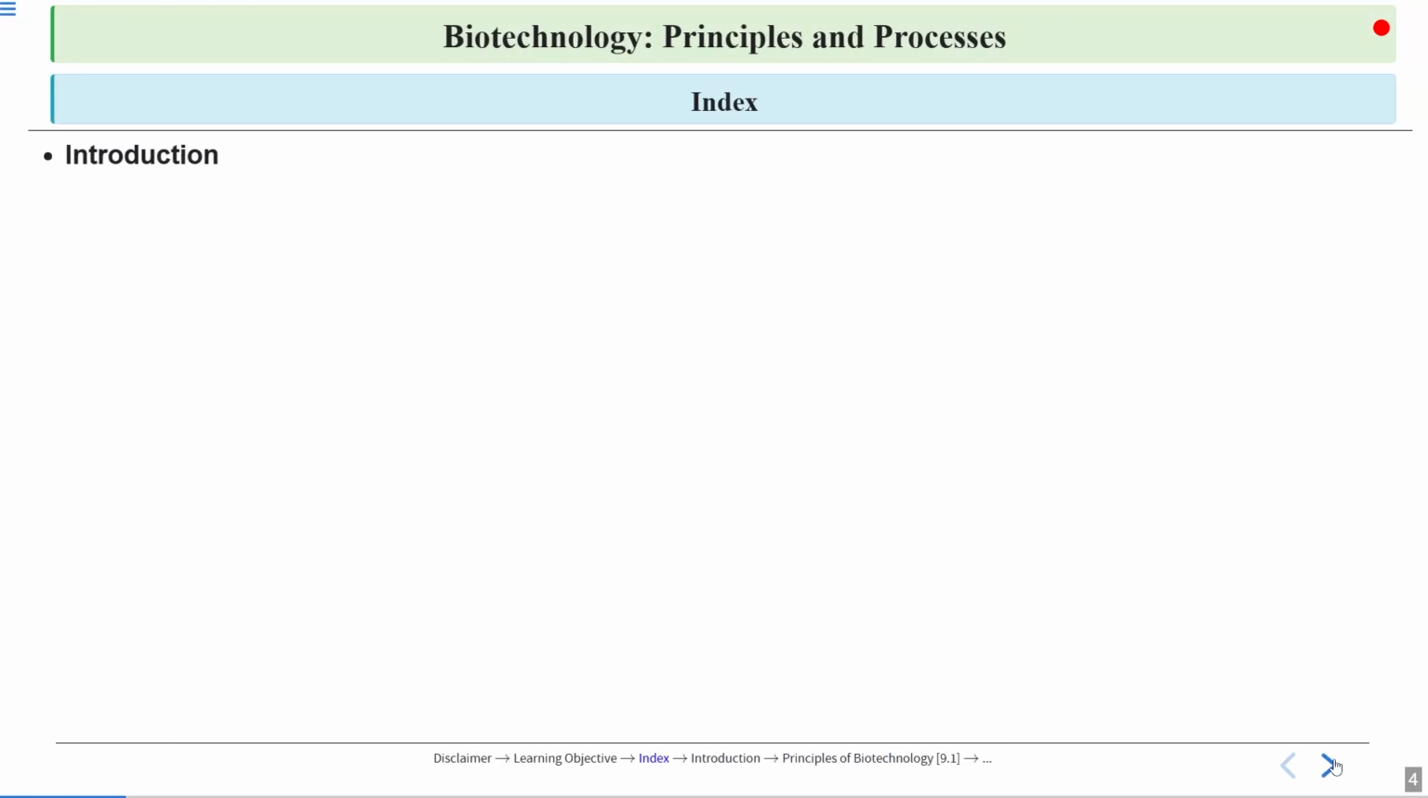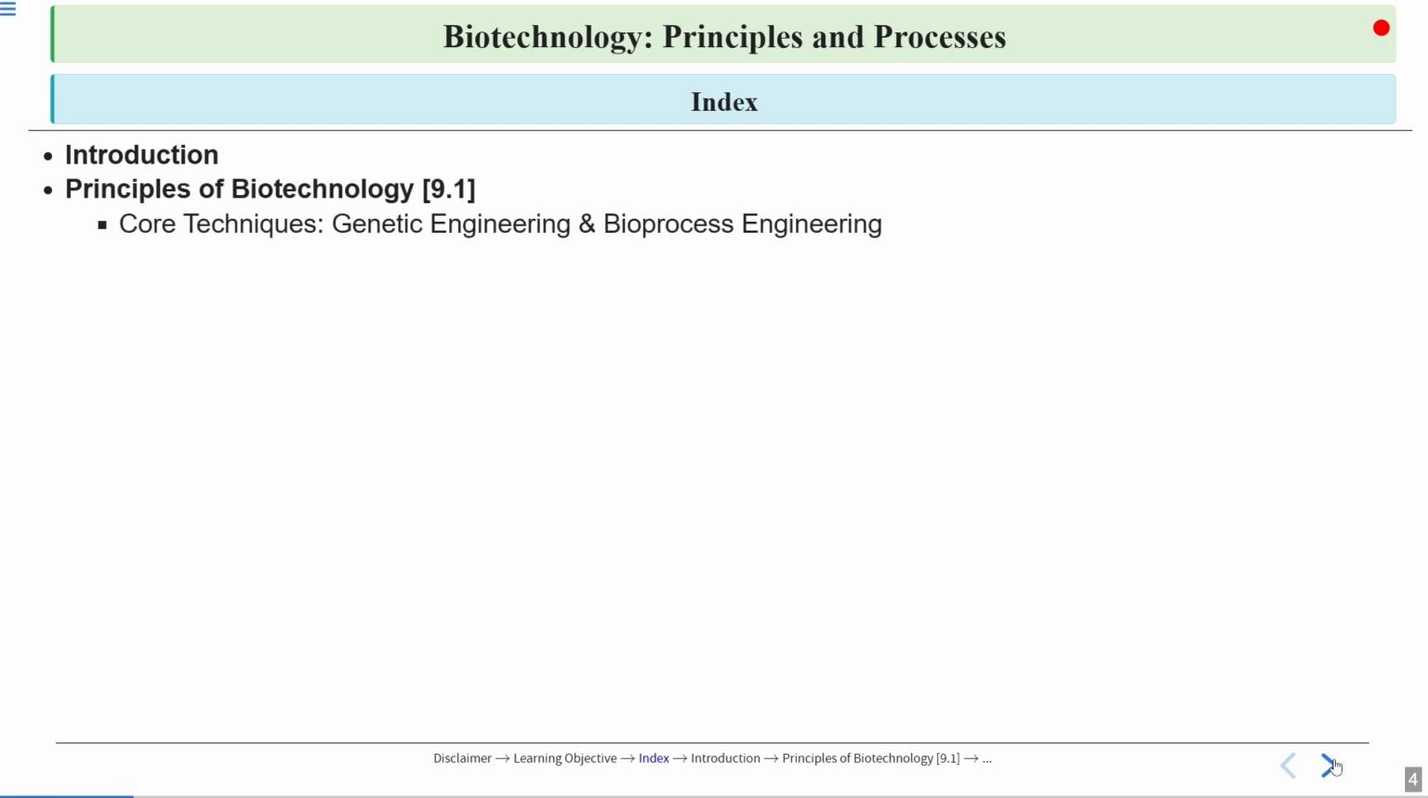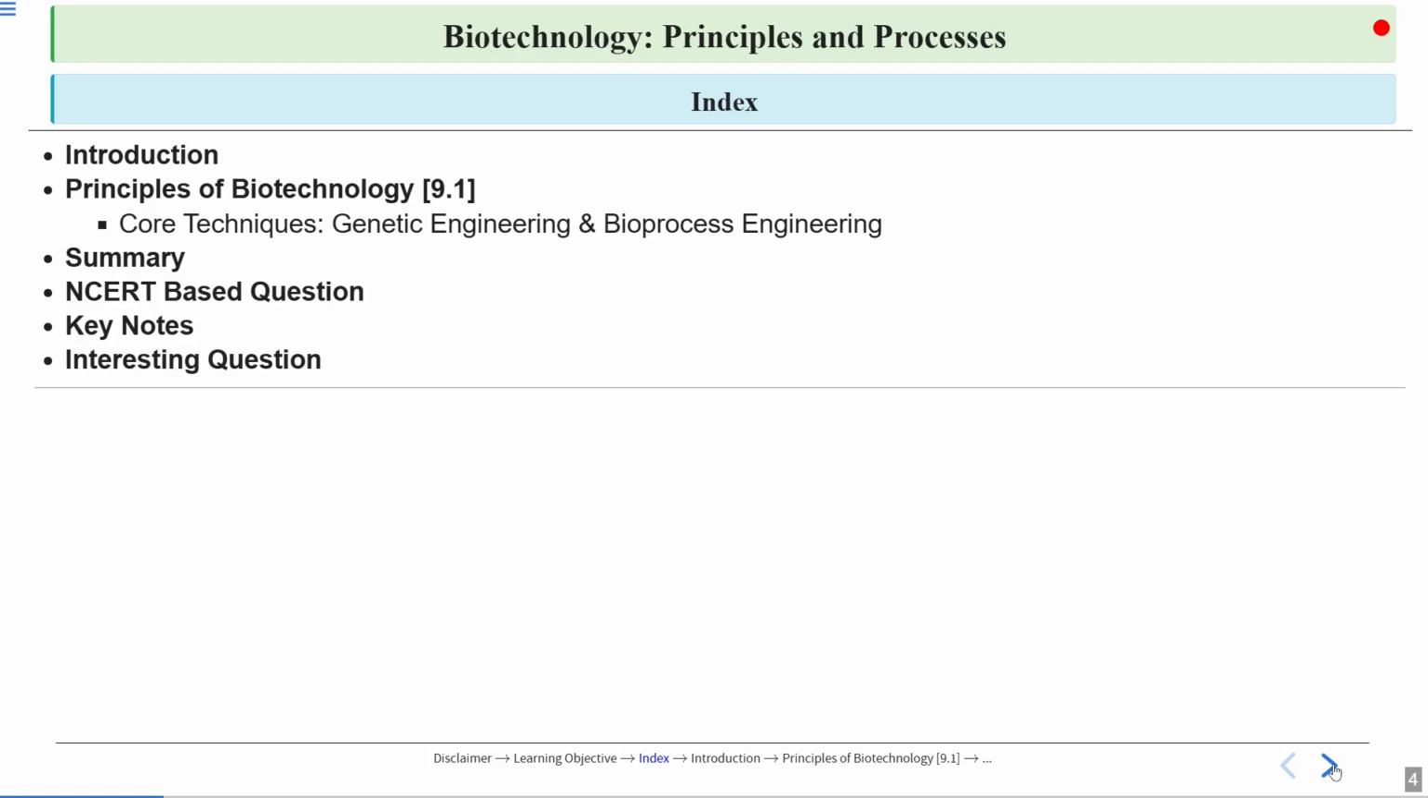So, next is the index that we're going to follow. First will be the introduction. Second will be the principles of biotechnology, that is Section 9.1 of NCERT, in which we will talk about the core techniques used in biotechnology, that is genetic engineering and bioprocess engineering. Then we are going to summarize all the key points from these slides. Fourth, we will see some NCERT-based questions. Then we will see some key notes that you can take with you. And last, we will see some interesting questions that you can solve yourself.